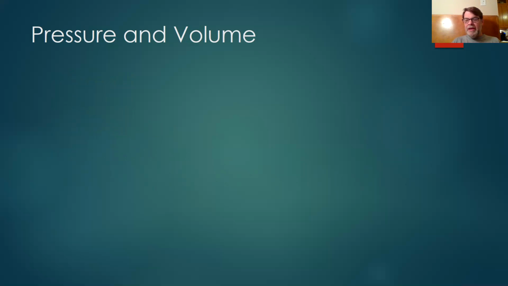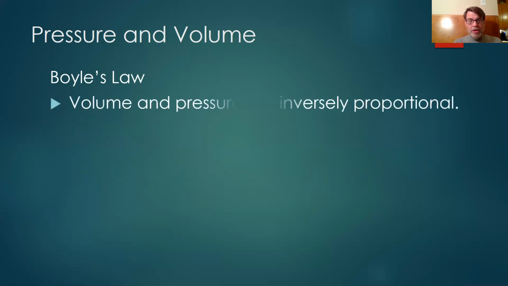So a helium balloon, the farther it goes up in the atmosphere, where there's less pressure, expands. Yay, what a complicated idea. So Robert Boyle came up with this in the 1600s. We call it Boyle's law. And basically it's the idea that volume and pressure are inversely proportional. That as one goes up, the other goes down, and as the other goes up, the other one goes down.